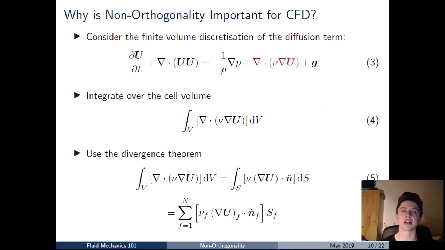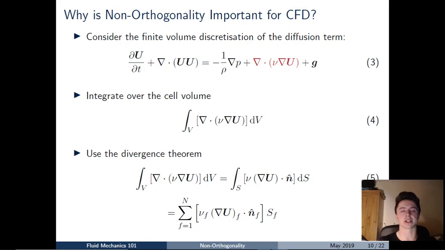So to understand why non-orthogonality is important for CFD solvers particularly, what we need to do is consider the finite volume discretization of the diffusion term specifically in the Navier-Stokes equation. If we consider equation 3 there, which is the unsteady, incompressible Navier-Stokes equation, the diffusion term is highlighted in red there for you. When we take the finite volume discretization of the Navier-Stokes equation, we consider the discretization of each term one by one, and we're going to look specifically at the diffusion term, which you can see there in equation 4.